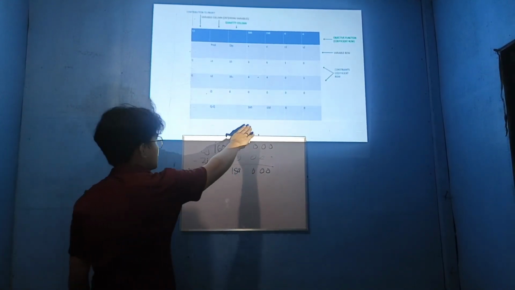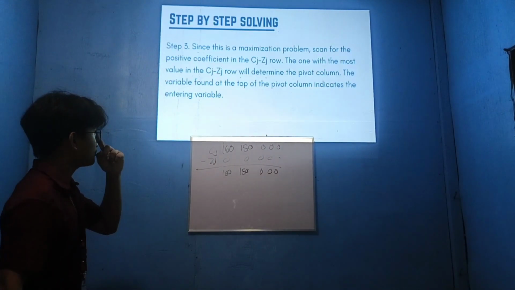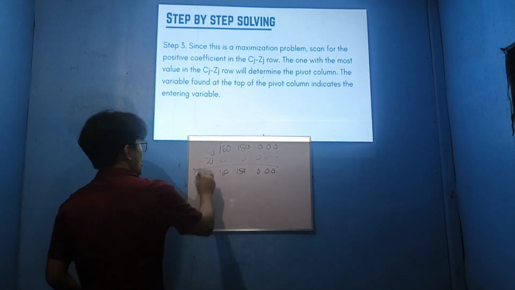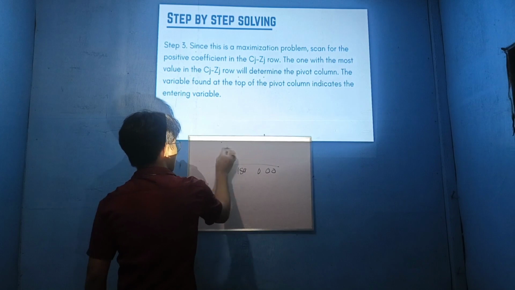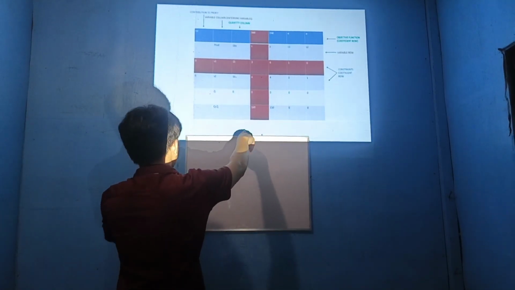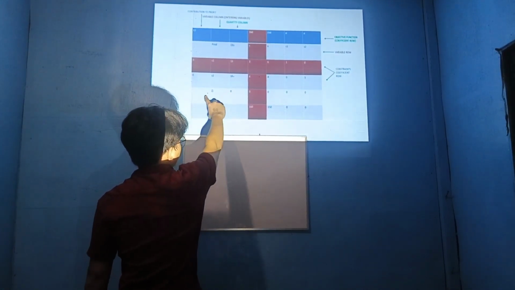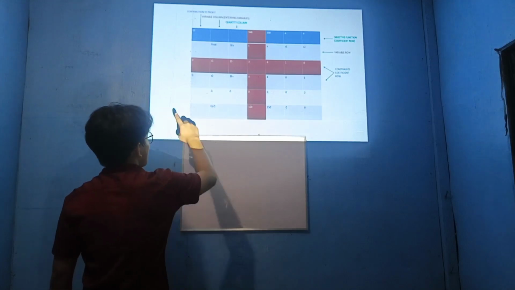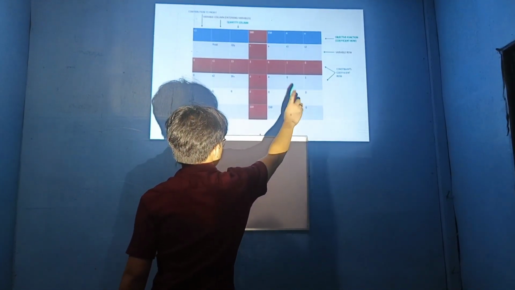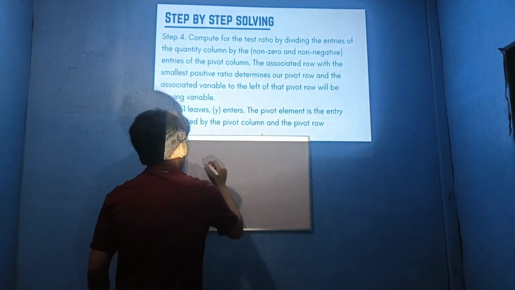Here it shows the 160, 150, 0, and 0. For step 3, since this is a maximization method, we just need to find the most positive value. Next. Here, our positive value is 160, and our constraint coefficient row has 0, slack variable 1, and 15, 3, 6, 1, 0. For step 4, compute for the test ratio.